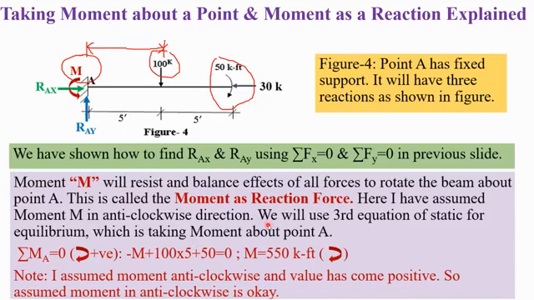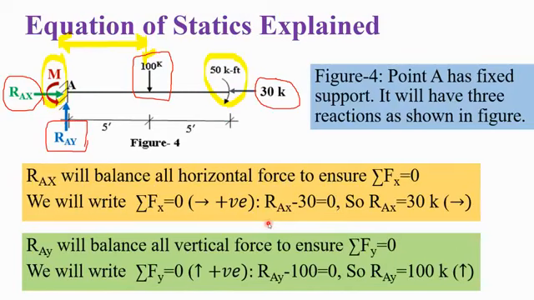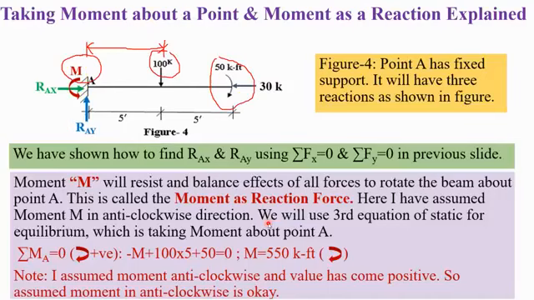So far we used summation Fx 0 and Fy 0 in the previous slide. Now I'll explain the third equation of static equilibrium, taking moment about a point. So if we take a moment about this point, what will come? This force will not come because it is at the point. This force will not come. This moment will come. So at first minus M. M is anti-clockwise, so minus M. Then 100 into 5 in clockwise direction.